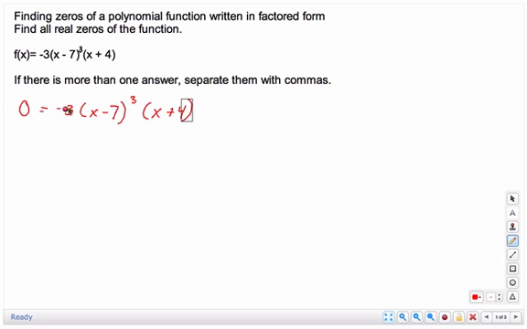Now this value of negative 3 out here doesn't have an x value, so it's not going to give us a solution. Essentially, you could just divide both sides by negative 3, and it will then be gone, and you don't need to worry about it. As long as there's no x out here, you don't need to worry about this value. So really, we're concerned with x minus 7 equals 0. What value for x will make this true? You add 7 to both sides, you get x equals 7. And then you have x plus 4 equal to 0. So subtract 4 from both sides, and you get x equals negative 4.